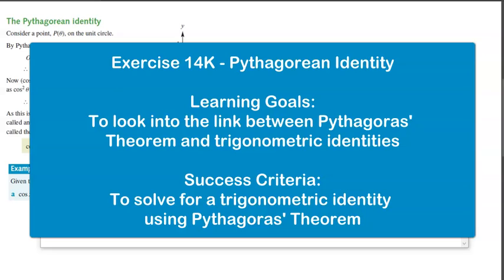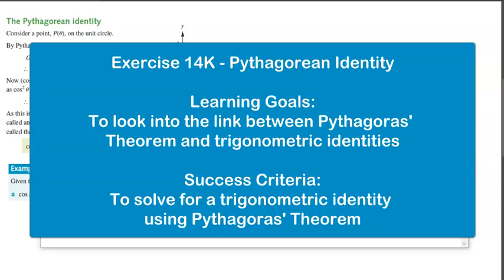I've made a video tutorial for exercise 14K Pythagorean Identity. Hopefully you have received a 14K worksheet or board note for you to fill out, and you'll just go ahead and copy what I do on this video.